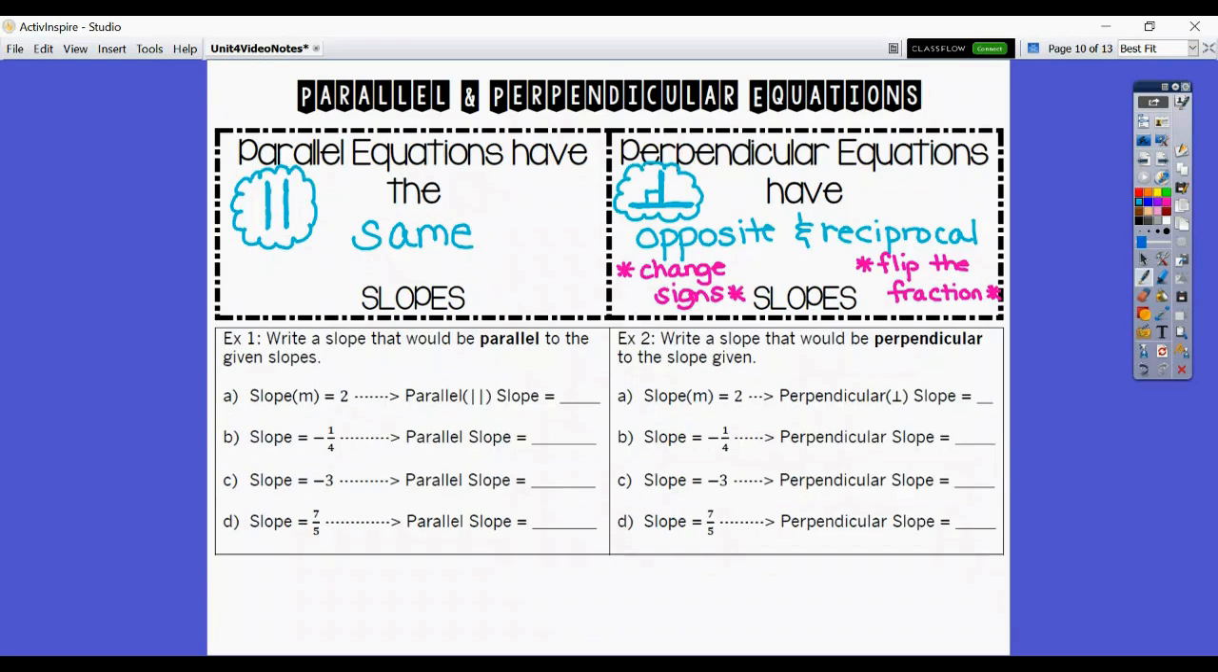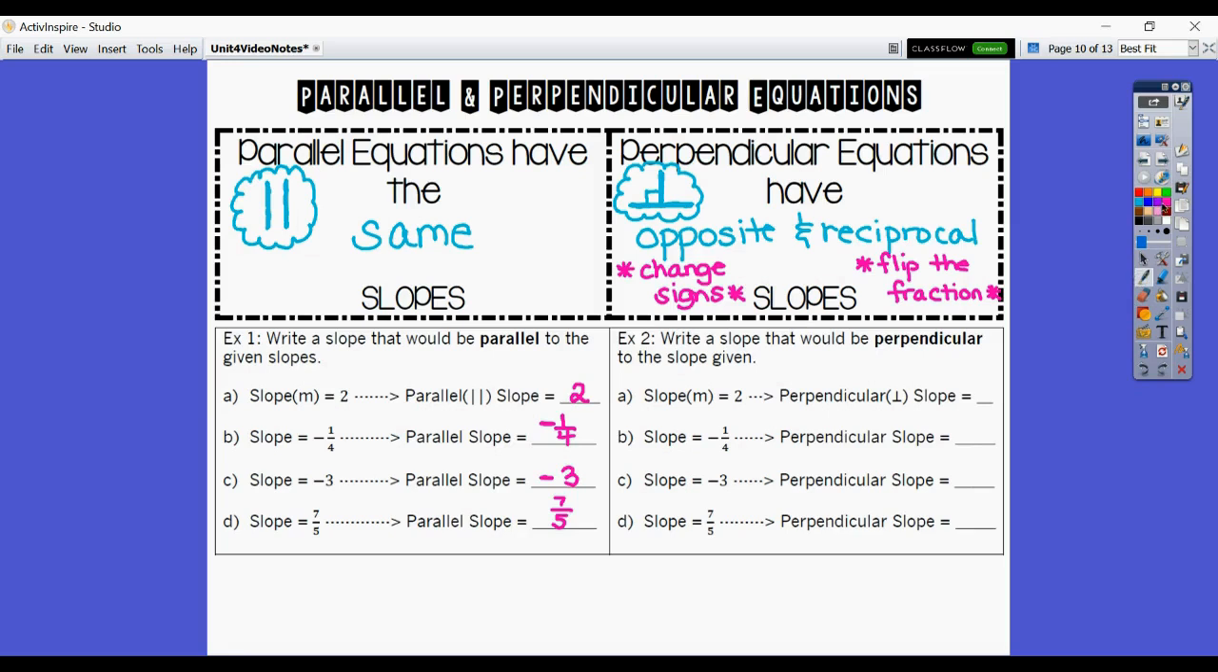Let's go ahead and practice, given a slope, making it parallel. If the slope given is 2, the parallel slope is 2. If the given slope is -1/4, the parallel slope is -1/4. And you could put that negative either to the 1 or to the 4. Choose one, not both. Slope of -3, the parallel slope is going to be -3. And then if your slope is 7/5, your parallel slope is 7/5. That's really nice, but let's go ahead and talk about perpendicular.